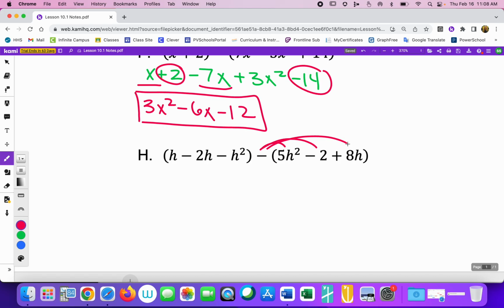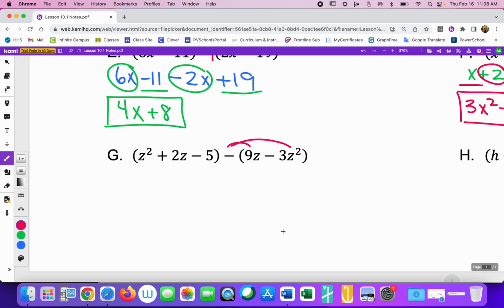You have a question? Yeah, so when there's no like big number, so on G, like there's z squared and then there's 3z squared, do you combine those still? After you distribute the minus sign, yes. Okay, but would it be 4z squared or just 3z squared? Well, when you distribute, it would be plus, so it would be 4. Are we getting a little bit faster?